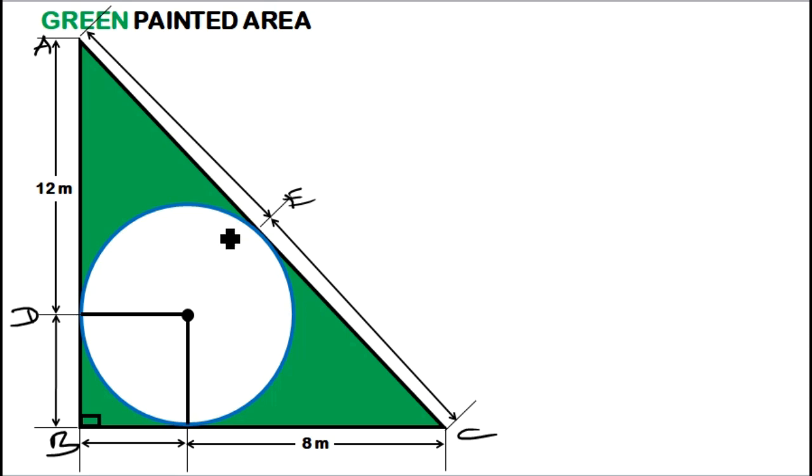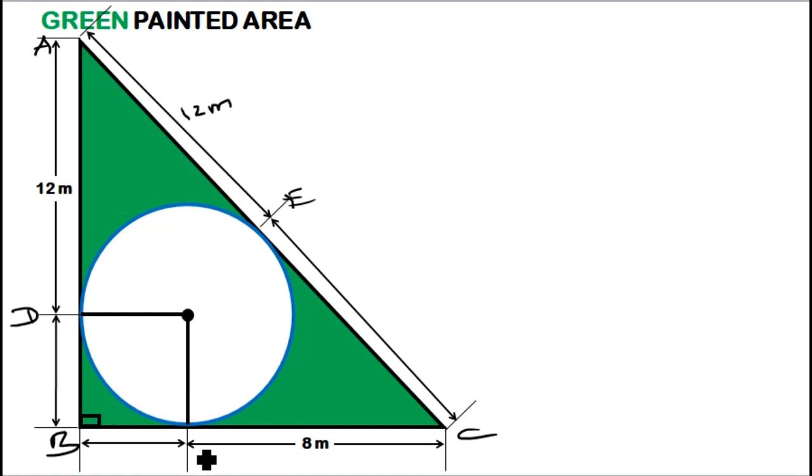Now, intersecting tangents are always of equal length. Tangent touches a circle at exactly one point, meaning from point A to D is a tangent, and it is intersecting with the tangent from point A to E. So they must be of the same length. So if A to D is 12, then automatically A to E is also 12.